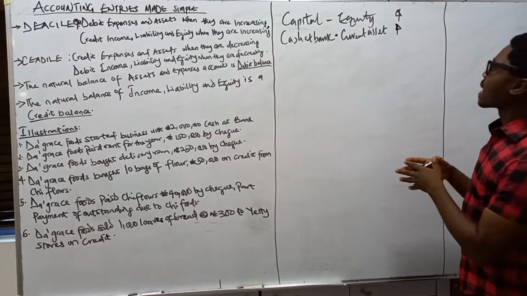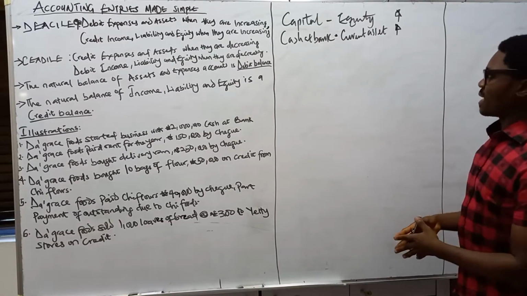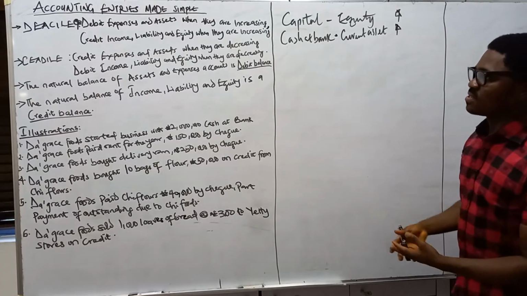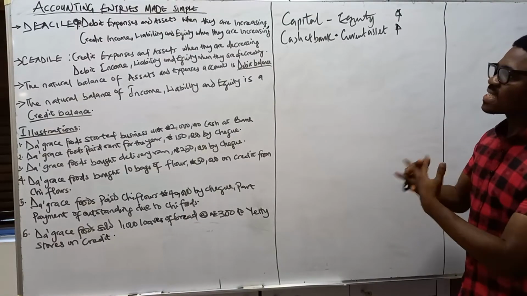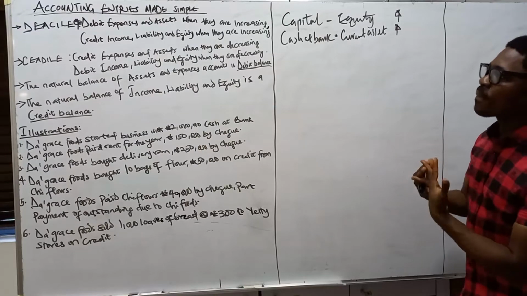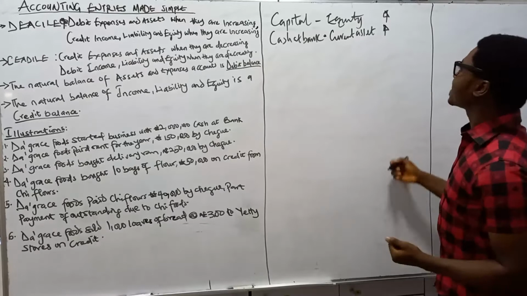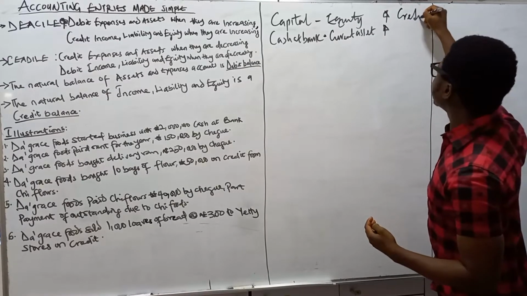Now, capital has increased. Cash at bank has increased. What happens to capital when capital is increasing? Going back to our basis, it said that you credit income, liability, and equity when they are increasing. So that tells us here that equity has increased. What do we do to equity? We credit equity.